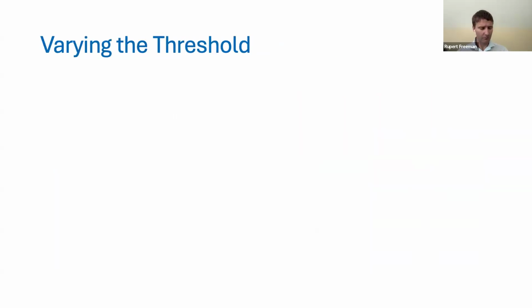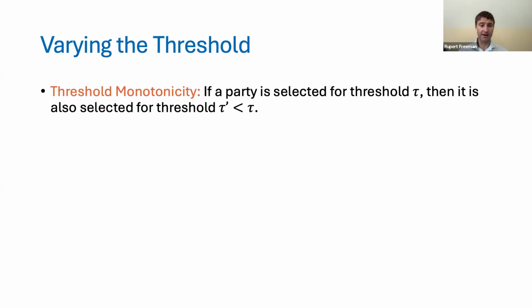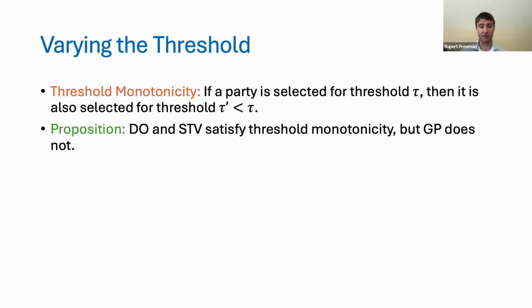Okay, we could think about varying the threshold. So one natural property that you might want is threshold monotonicity, which says that if a party is selected for a threshold tau, then it's also selected for all lower thresholds. Lowering the threshold should make it easier, not harder, to be selected. And we can show that DO and STV satisfy this property, GP does not.